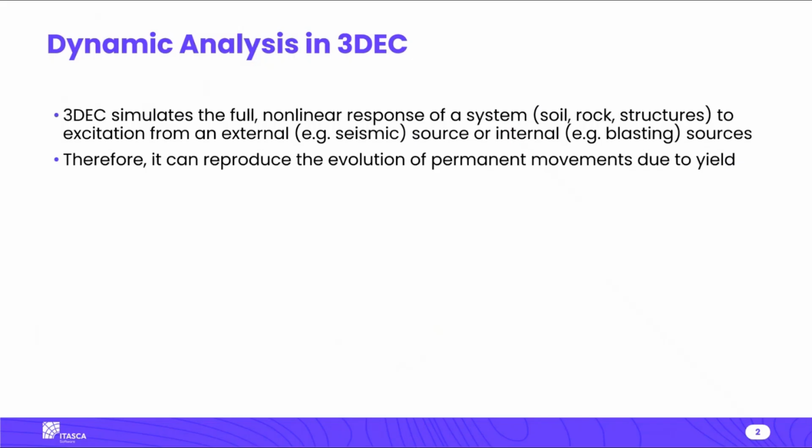So we've already showed how the calculation scheme in 3DEC is an explicit scheme, which means that information propagates through the system. This makes it relatively easy to do a dynamic analysis within 3DEC. So if I just read the bullet points here, 3DEC simulates the full nonlinear response of a system to excitation from an external, for example, an earthquake source, or an internal, for example, blasting source. And reproduce evolution of permanent movements due to yield.